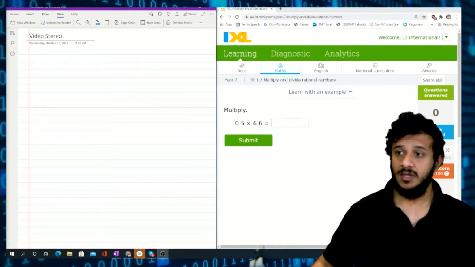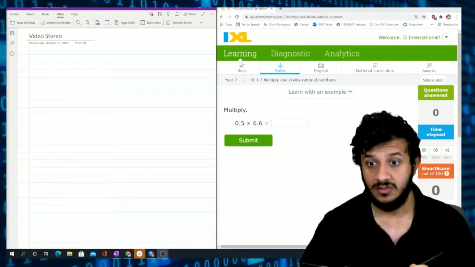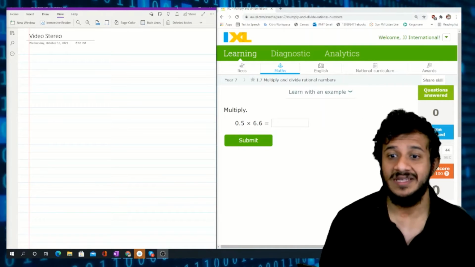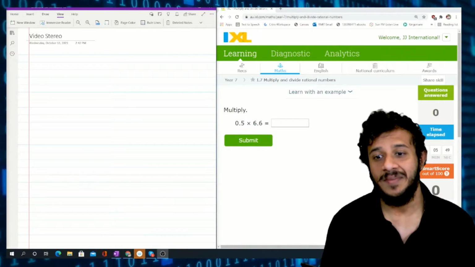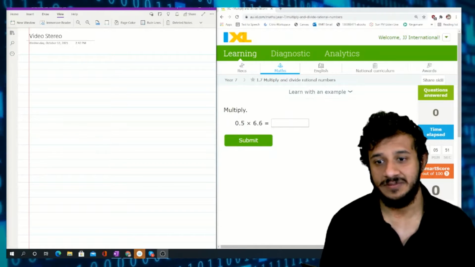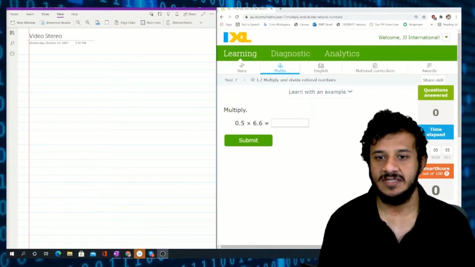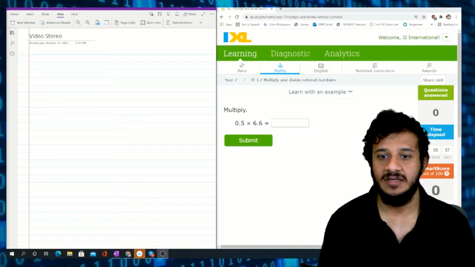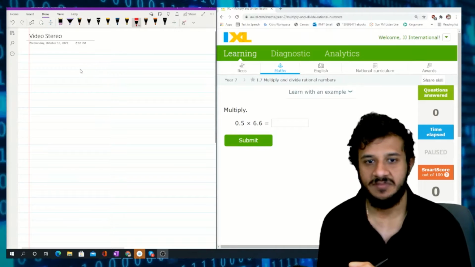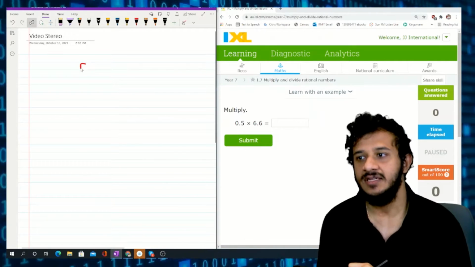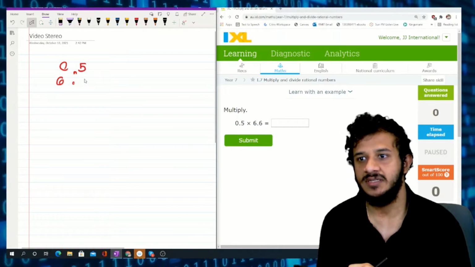But the easiest way to do a rational number question is either making them all into decimals and doing the question, or making them all into fractions and doing the question. So as we can see, the very first question they have given us is about multiplying two decimal numbers. On multiplying two decimal numbers, we have learned that we just write the decimal numbers, so 0.5 multiplied by 6.6.